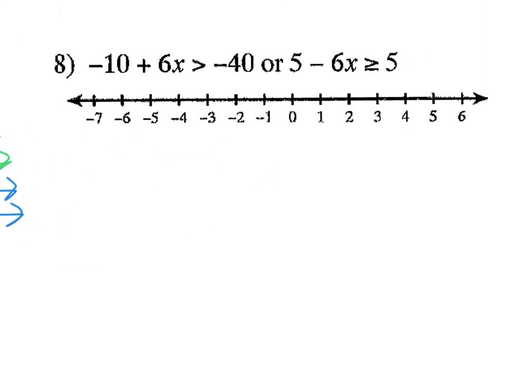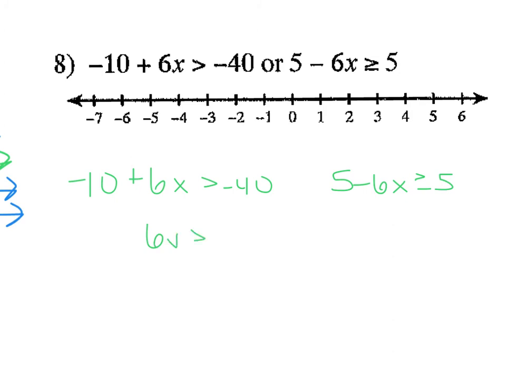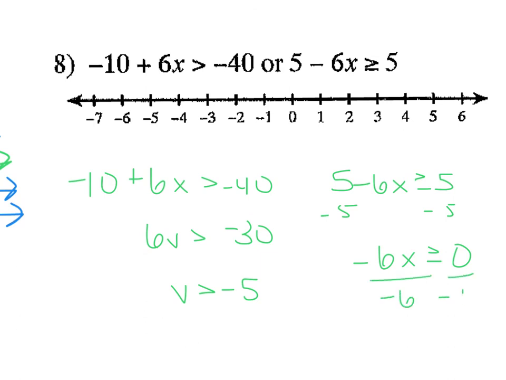Okay, again, or what has shading on it? Again, I'm going to take just a quick second here to write this down so I have a little room to work it. Okay, so I'm going to add the 10 over and get negative 30. Now I'm going to divide by 6 and get negative 5. Okay, on this guy, I'm going to subtract the 5 over. And so now when I subtract that 5 over, I'm going to get negative 6x is greater than or equal to 0. 5 minus 5 is 0. Now I'm dividing by a negative. So when I divide by a negative, my inequality sign has to flip. But 0 divided by negative 6 will be 0.